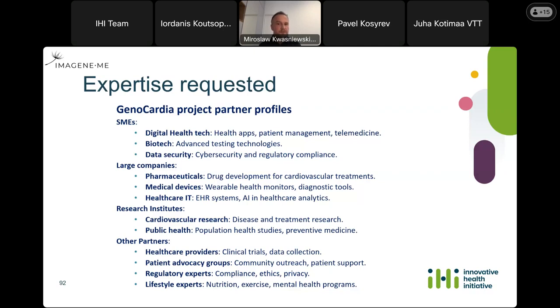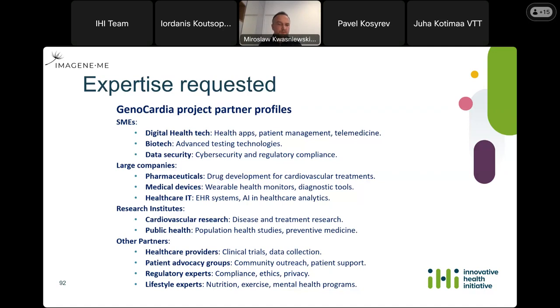potential pilot initiatives. And what is in the center of the whole initiative, so the patient-centric approach, we want to collaborate with a patient advocacy group to ensure that our platform meets the real world needs and expectations of patients.